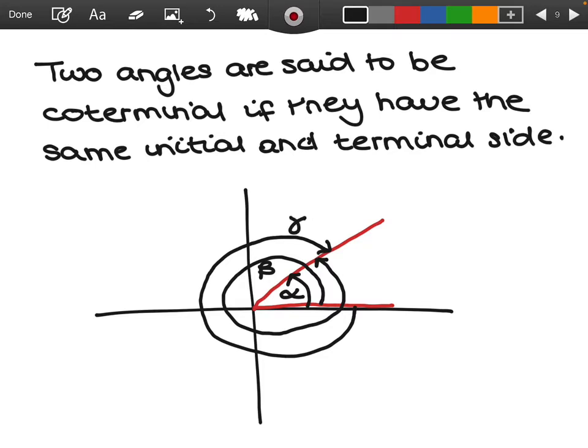Okay, so alpha, beta, and gamma all have the same initial and terminal side. We've swept two of them out in the positive direction, one out in the negative direction. But all of those angles are coterminal to one another.